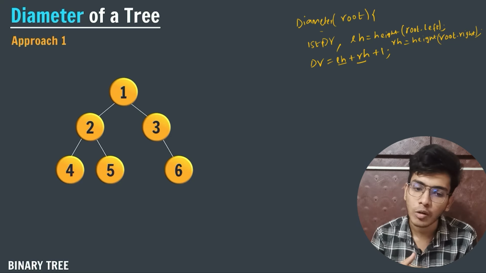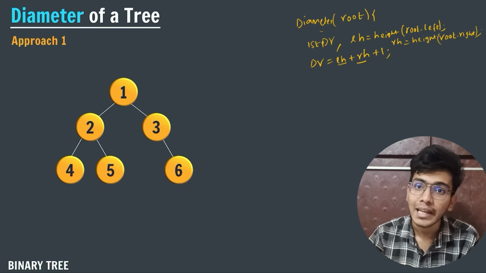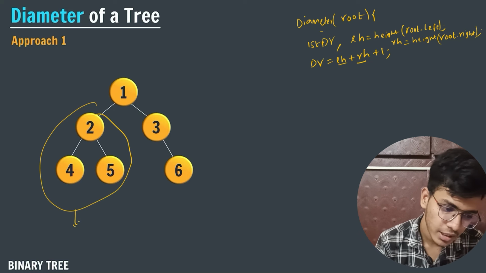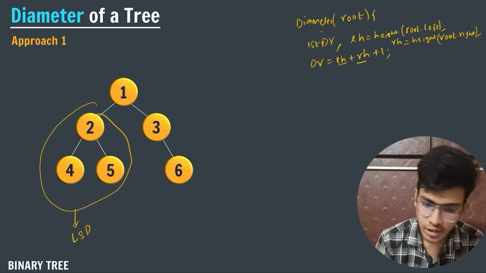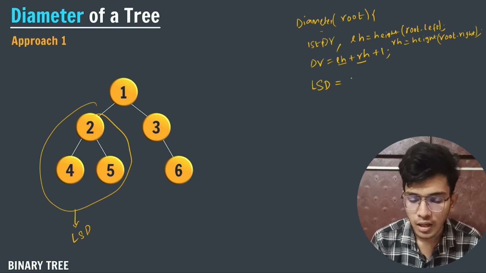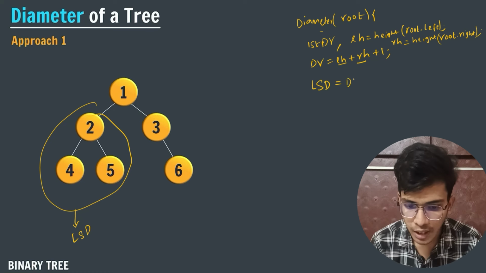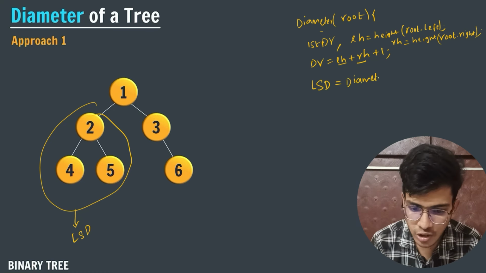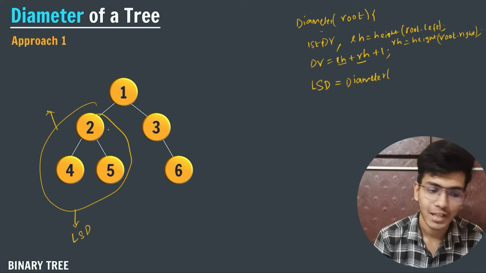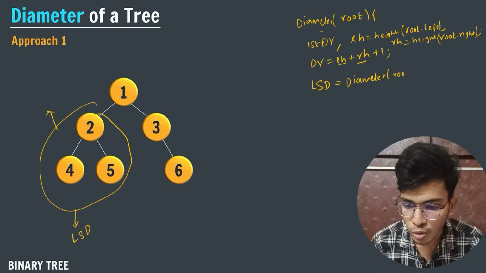Now I need to calculate my diameter for my left part. So I need to calculate left side diameter, right? Left subtree diameter. So I will create a variable left subtree diameter, and for this I will call my recursive function. I will call the same recursive function, but instead of my root I will pass this subpart, so root dot left.